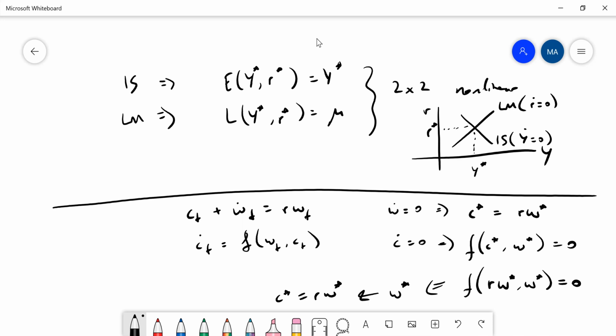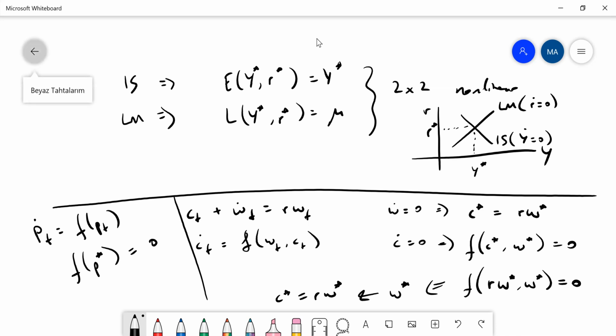The other example was the general equilibrium model. So P dot_t equals F(P_t) again. So the model is in equilibrium if all markets clear, right? I mean, the definition of the model being in equilibrium is that all markets clear. Okay. So that's the steady state.